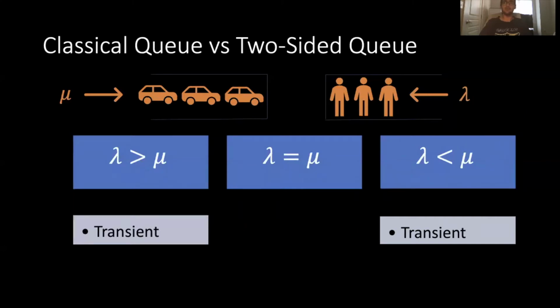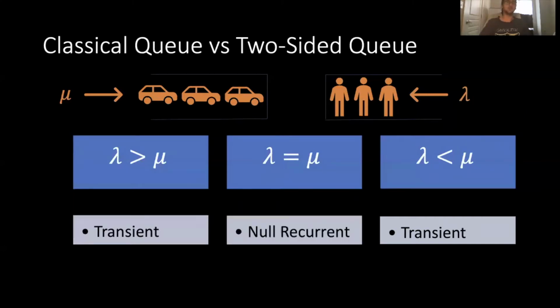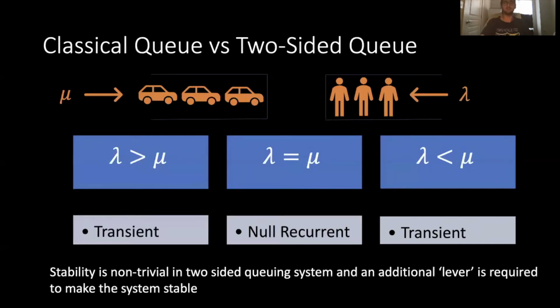Finally, in the third case, when lambda is equal to mu, the system becomes null recurrent. It is just a symmetric birth and death process, and it is well known that it is null recurrent. Thus, in all three cases, we have seen that we are not able to achieve stability, and thus an additional lever is required to make the system stable.